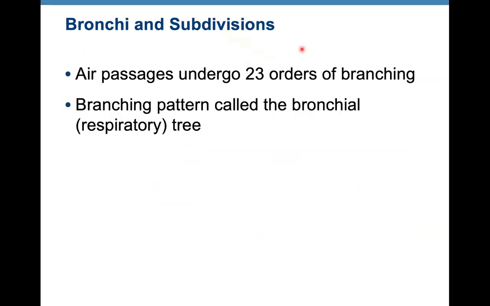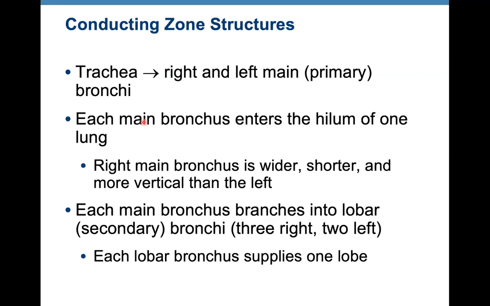The bronchi and the subdivisions of the bronchi, air passageways, will actually undergo 23 orders of branching, and the branching pattern will be called the bronchial or the respiratory tree. Okay, so essentially what we have with the conducting zone is the trachea will branch into the right and left main primary bronchi. Each main bronchus will enter the hilum of one lung. The right main bronchus is wider, shorter, and more vertical than the left.